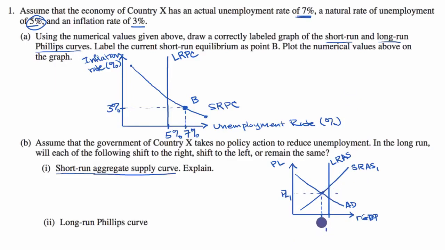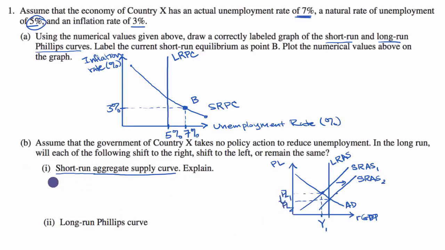Or for a given amount of output, it might cost less because there's just people out there competing for that work. And so you would have your short run aggregate supply curve shift to the right, short run aggregate supply 2, and then your equilibrium price level would go down. Price level 2 would go down.